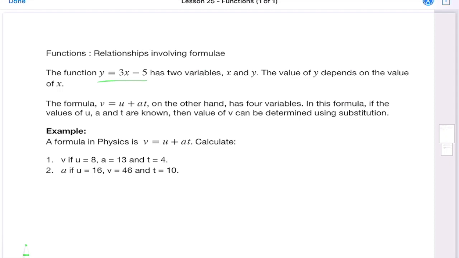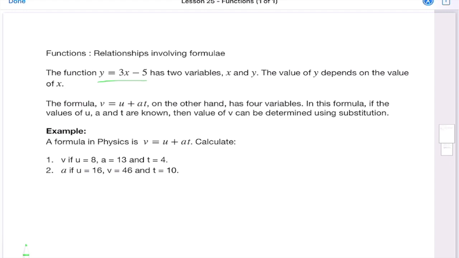Let's look at another function which connects more than just two variables. You will have met a formula like this one before. If not, you'll meet it sometime in physics. v is equal to u plus at. v there stands for the final velocity. u is called the initial velocity. a is called the acceleration, and t is the time.